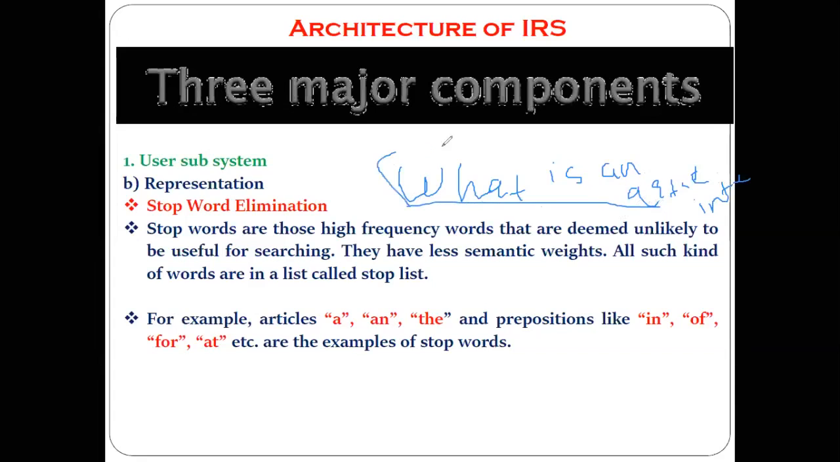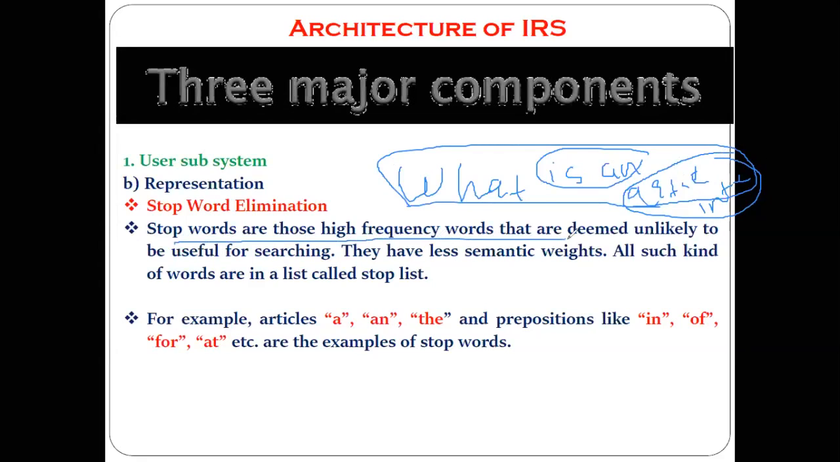Stop words means the words which are not useful for searching. Is, an: these are the words which are not going to help for the searching. The word which is going to help for the searching is nothing but what? Artificial intelligence. So stop words are those high frequency words that are deemed not likely to be used for the searching. The words which are not going to help for the searching are referred to as stop words.